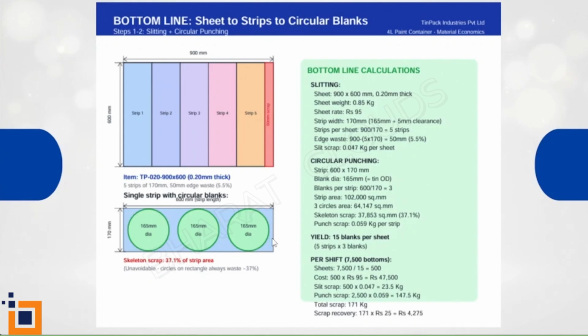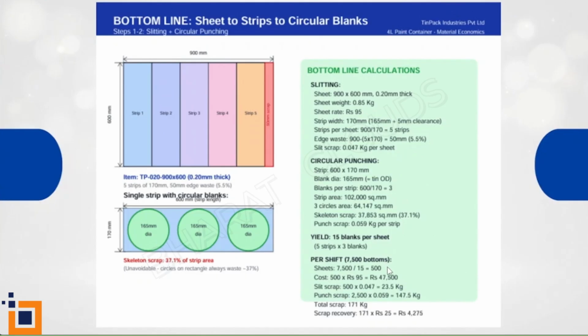This is the inherent geometry of punching circles from rectangles. No matter how you optimize the nesting, you cannot significantly reduce this scrap with single row punching. It's physics, not a manufacturing deficiency. Punch scrap is 0.059 kilograms per strip. The yield is 15 blanks per sheet, 5 strips times 3 blanks each.